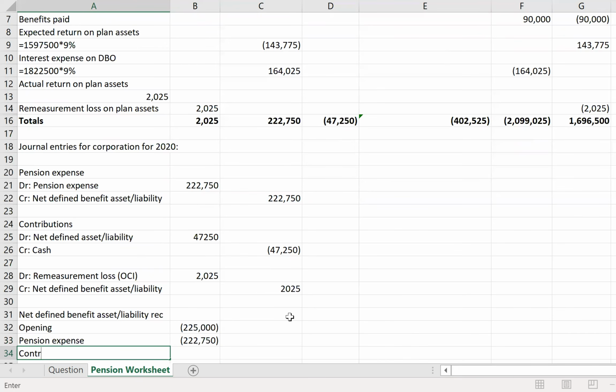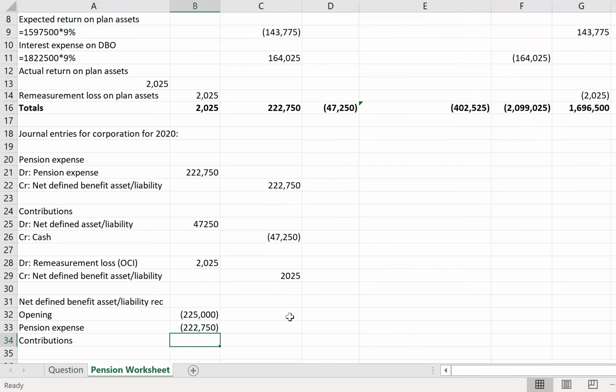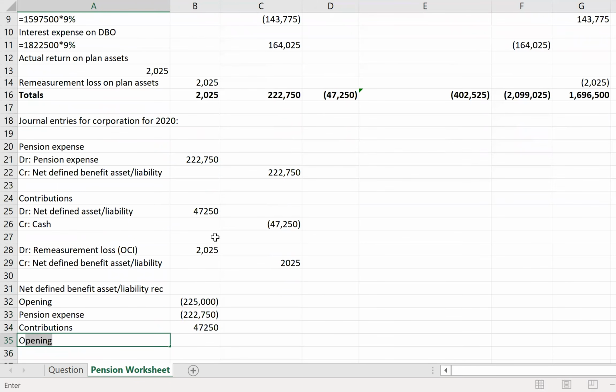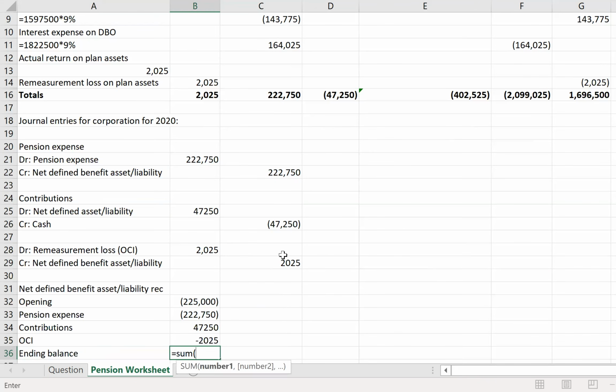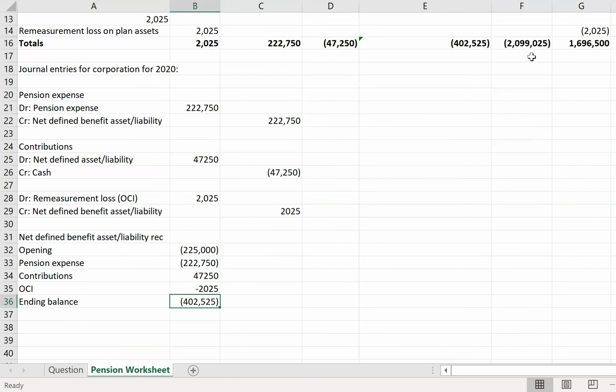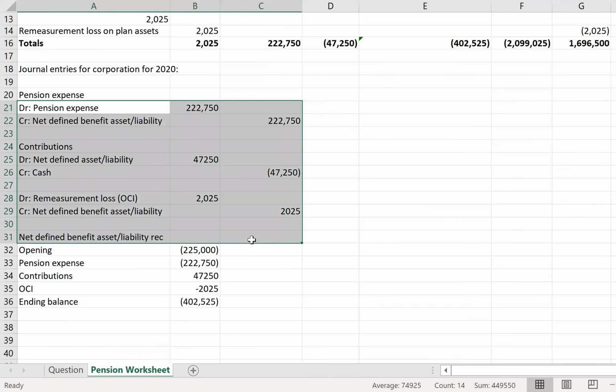Then we had contributions, which was a debit to the net defined, which was a debit here, so that's going to decrease it. Then we had the OCI amount, which is a credit, so it's going to increase it. And then now we're going to have ending balance. So you can see that this is the exact amount that we have in our statement of financial position here, 402,525.